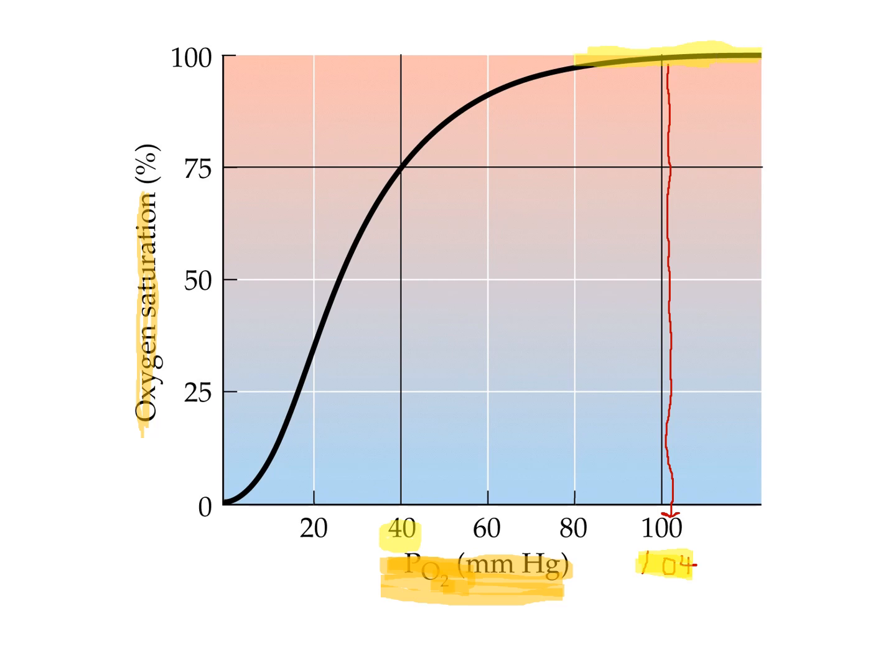You can see even at 80, if the PO2 was 80, it's still almost fully saturated, which means that we can actually live fairly comfortably at a much higher elevation where the PO2 is lower, like 80. But in any case, you get full saturation pretty much at 104.